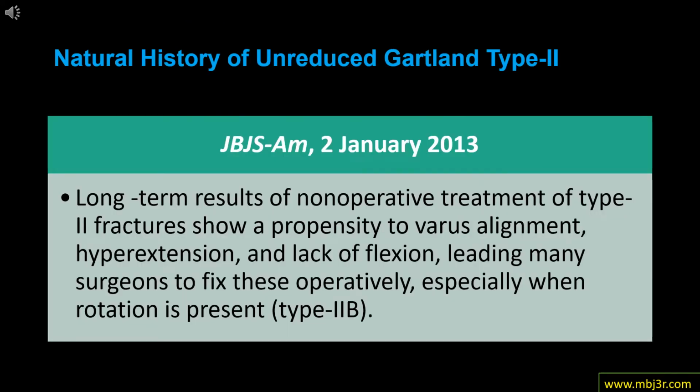There is clarity in treatment depending upon the type of fracture. Type 1 fracture, if there is no medial comminution, is treated by above elbow slab. If there is medial comminution, you have to reduce and put a K-wire. Type 3 and 4, closed reduction or open reduction and K-wire fixation. But for type 2, there is still some controversy, some confusion.